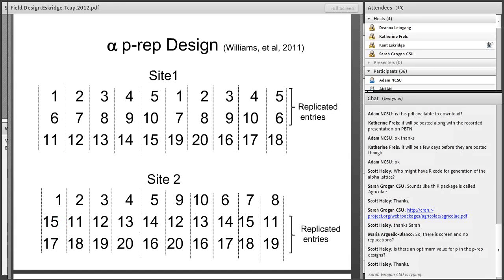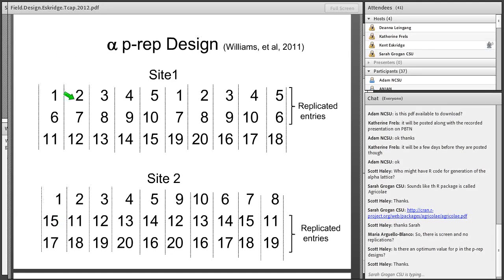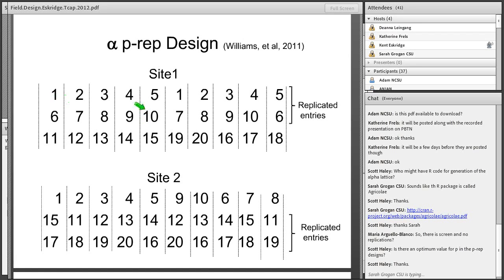Okay, so a PREP design could also be used with alpha lattices. And Williams suggested using alpha designs to generate a PREP design. Basically what he does is use the generating array to generate a little alpha design for the checks in each site. So if I have 10 checks in site 1, then he uses an alpha array to generate how the entries go into the blocks for the first 5, and then he just puts these things together with the other 10.